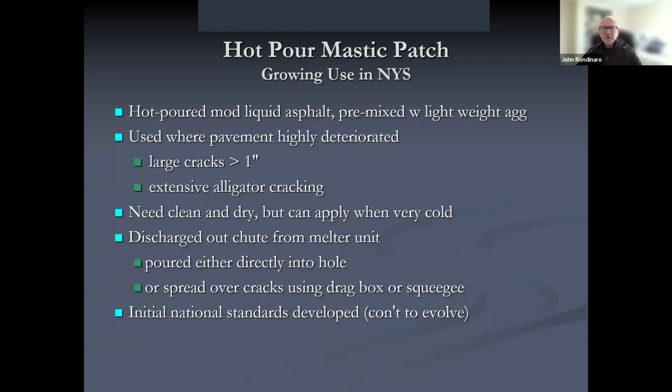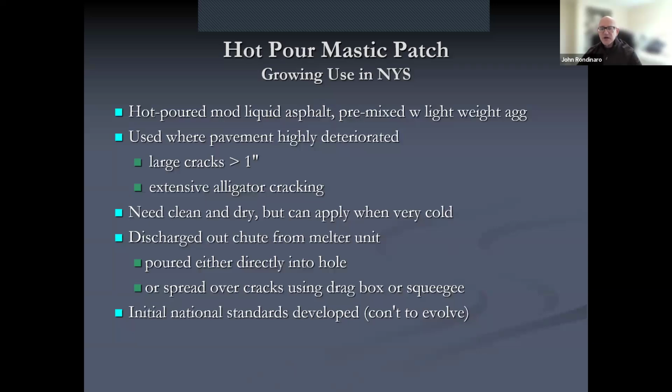For anybody that's not familiar with mastics, it's a hot poured modified material. It's pre-mixed with a lightweight aggregate, and you can use this in places where you've got highly deteriorated pavements, where you've got large cracks over an inch wide and very deep. Those are areas where traditional crack sealing is not going to work, and in areas where you've got extensive alligator crack. Now, again, you're going to need clean and dry conditions, but you can apply it when it's very cold.